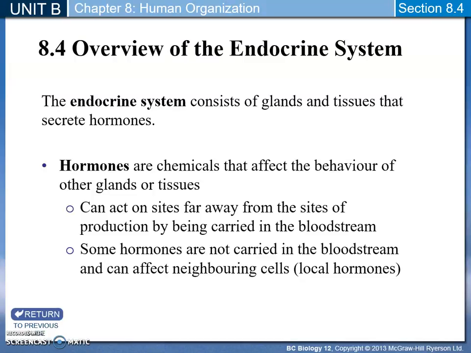They can act on sites that are far away from the sites of their actual production by being carried in the bloodstream. Some hormones are not carried in the bloodstream, and they will affect neighboring cells, and those are referred to as local hormones.